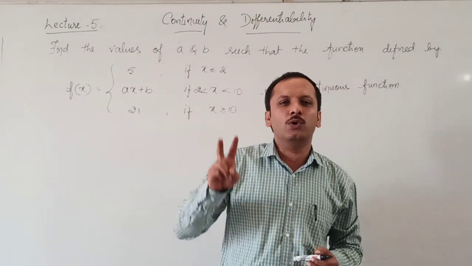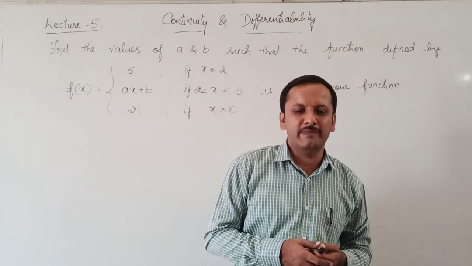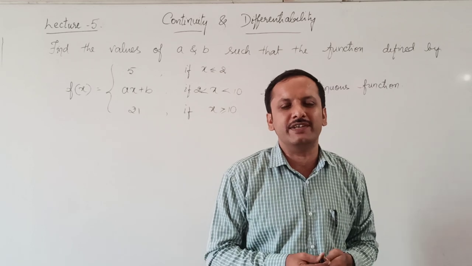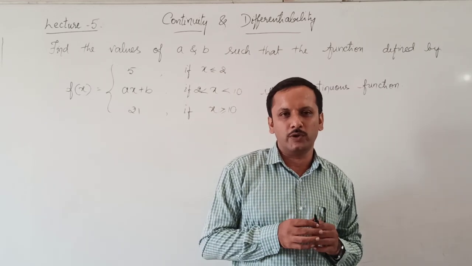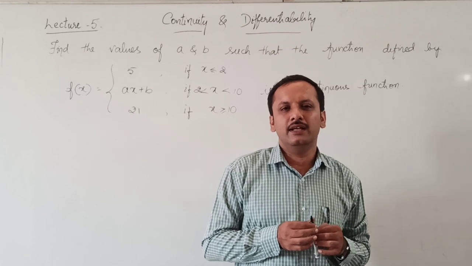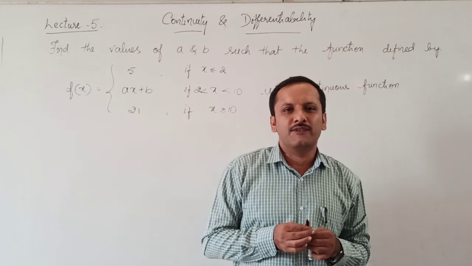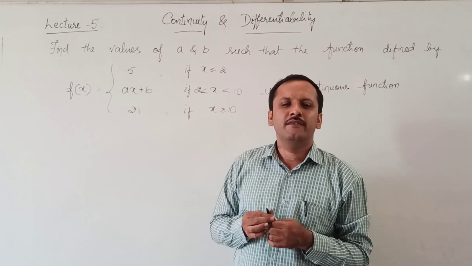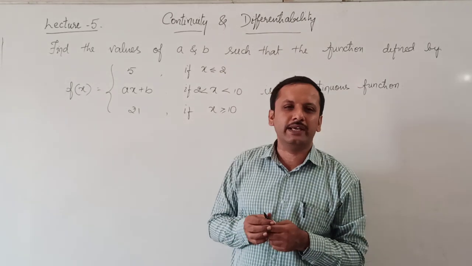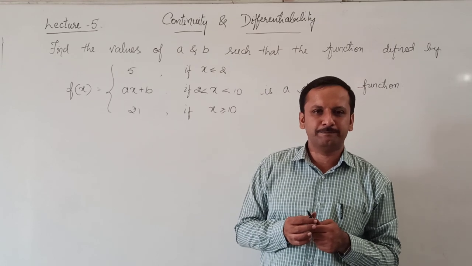Okay. So that will give you another relation in terms of a and b. So now we have two equations in two unknowns, a and b. So we have two simultaneous equations. Solve them to get the values of a and b. That is what we have to do. So although it is continuous at every point, as far as solving this problem, to get the values of a and b, we should consider the continuity at x equal to 2 and at x equal to 10.